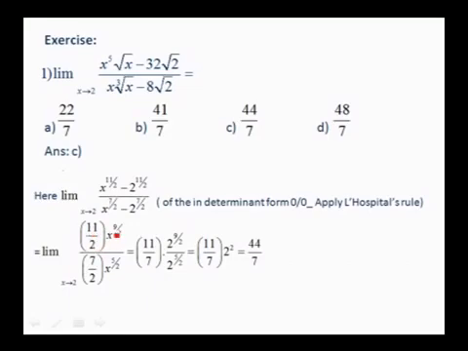So, 11 by 2 into x to the power of 9 by 2 minus 7 by 2 into x to the power of 5 by 2. So, that is 11 by 7 into 2 to the power of 9 by 2 over 2 to the power of 5 by 2, as x tends to 2. So, 11 by 7, 2 square, 44 by 7 is the answer. So, I have differentiated here and allowed x to tend to 2, put the value x equals 2 here, you get the answer 44 by 7. Option is C.